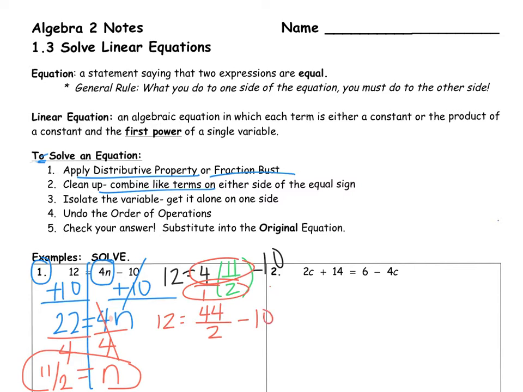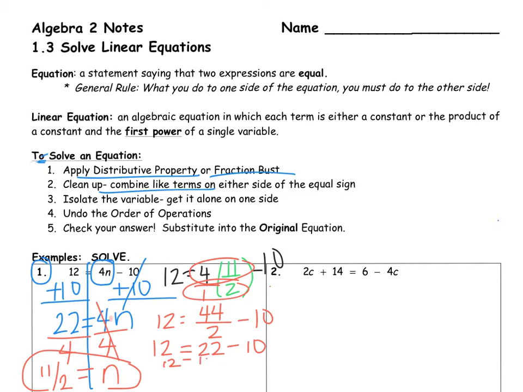Well, what is half of 44? Half of 44 is 22, so we have 12 equals 22 minus 10. And does this check out? Are both sides balanced? On the left we still have 12, and on the right 22 minus 10 is also 12.